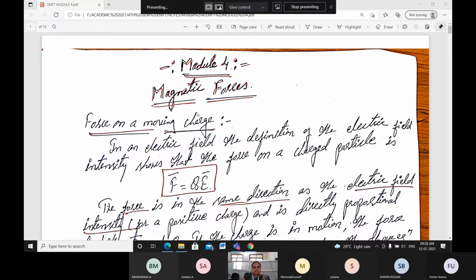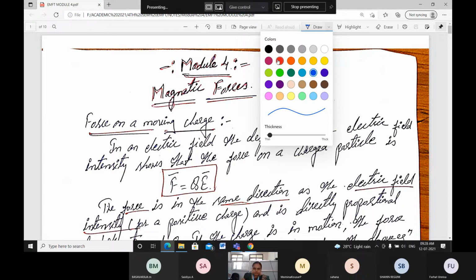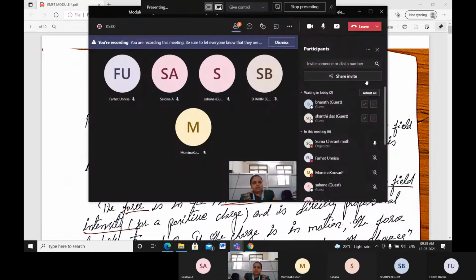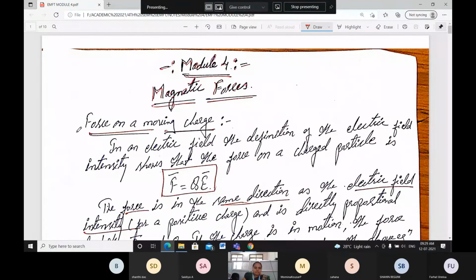In magnetic force, the first topic is force on a moving charge. Instead of taking the force between static charges, we will shift to the force when the charges are in movement. In terms of conductors or semiconductors, all those things we will learn in this module. If the first topic is force on a moving charge, it will be asked for 4 marks, the definition, or else 6 marks. It depends on the question paper.